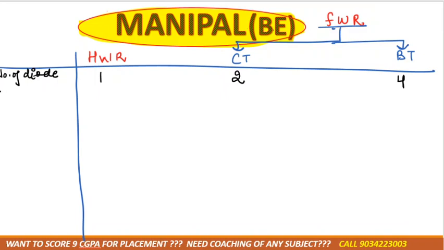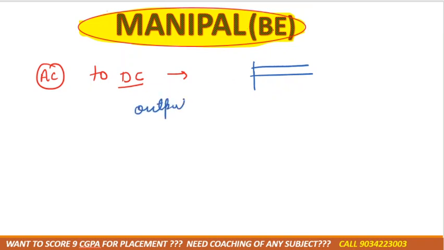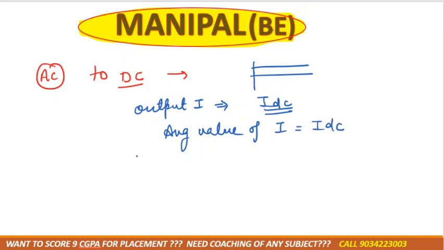Now, maybe then in the numerical, they can ask you the IDC. As you know, rectifier is a device which is used to convert AC to DC, right? So output is in the DC form, correct? So they can ask you to calculate the output current. So it's obviously understood that output is the DC current, means they are asking the DC current, IDC. Or they can ask you the average value of current, that is also equal to IDC.